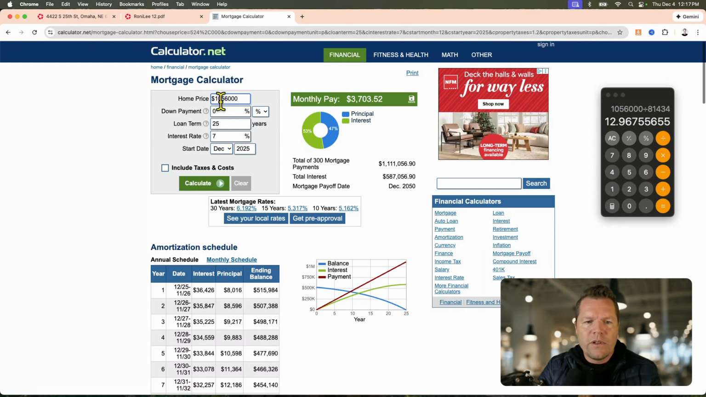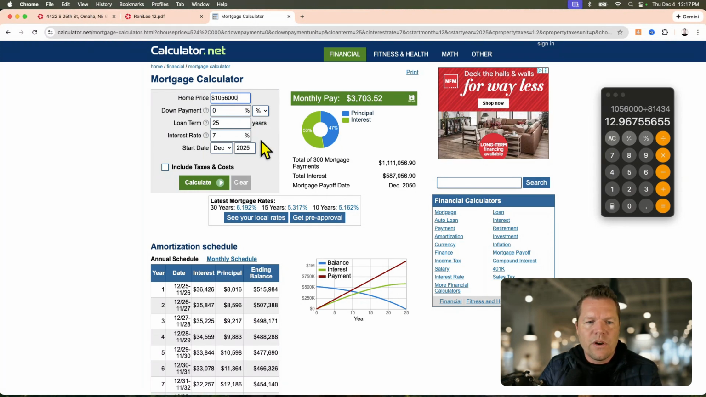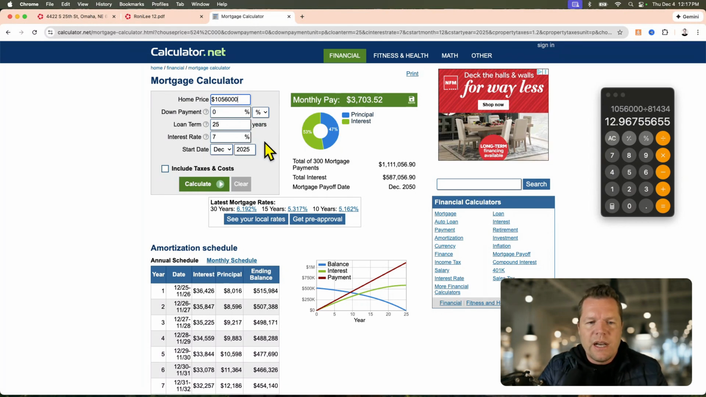So I got $1,056,000 for our. I always want the property to pay for itself. 100% financed. The property needs to pay for itself. I'm not putting any money into it, and I'm not putting any ongoing money into it. It has to be self-sustaining. So if we can do that, loan term of 25 years, using an interest rate of 7%. Let's see what we got.